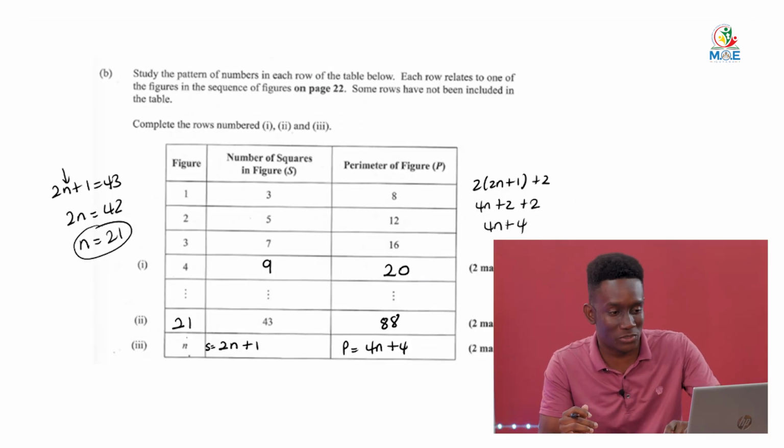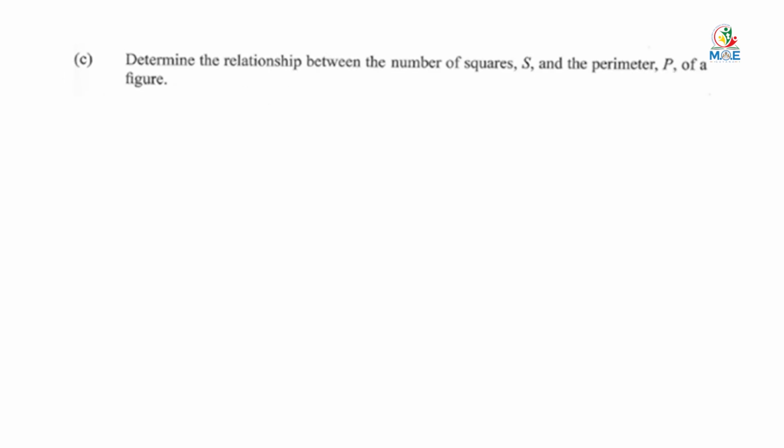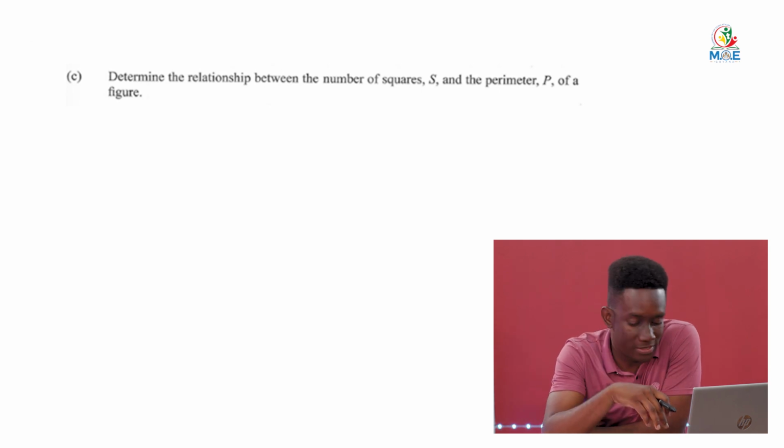So let's move on to the next question. This one says, determine the relationship between squares, which is represented by S, and the perimeter, which is represented by P of the figure. So you want to know what is the relationship between the two. So now we want to determine the relationship between S and P.